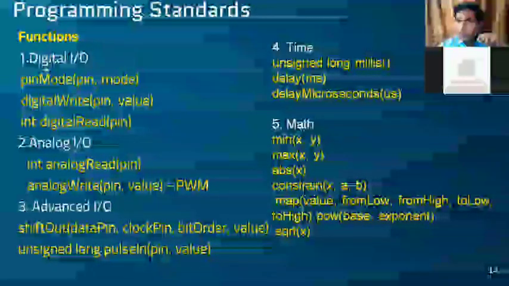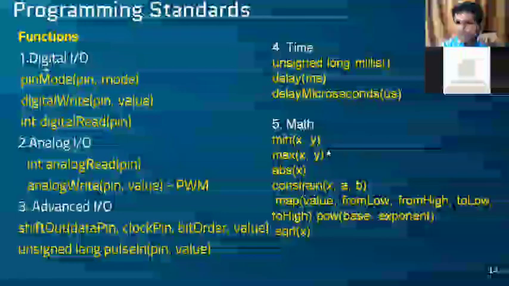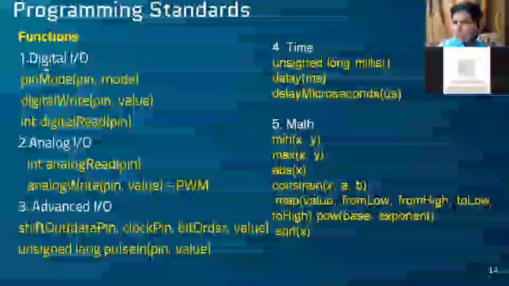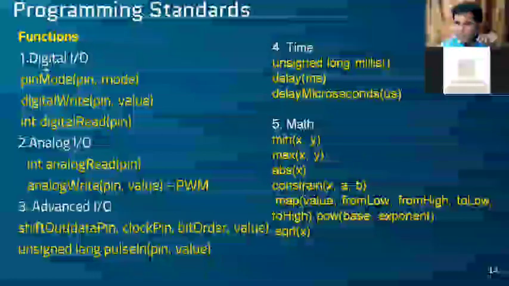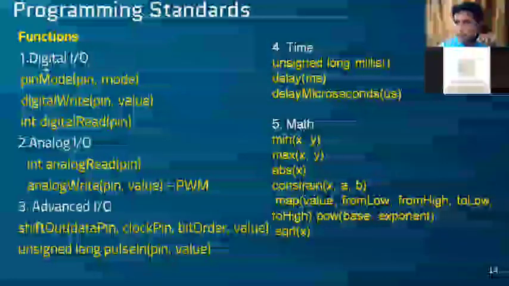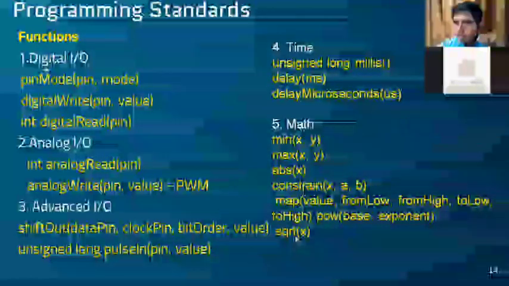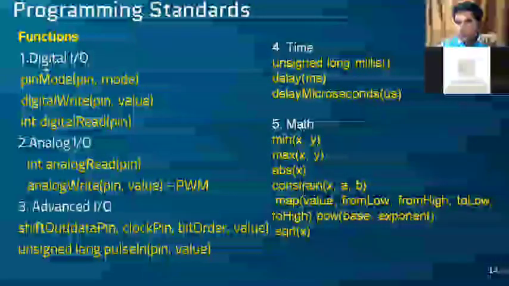Okay, then if you are using any maths related programming, like minimum value between any two values, min(x, y), maximum value between any two values, absolute values or any constant values, or if you are writing any square root values, you have to write sqrt(x). So these are the preferences.